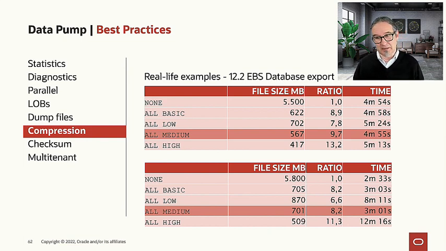Another example here below that, where you see also that the low algorithm really doesn't give you good performance, and high really may take much longer, but it gives you the smallest dump file.